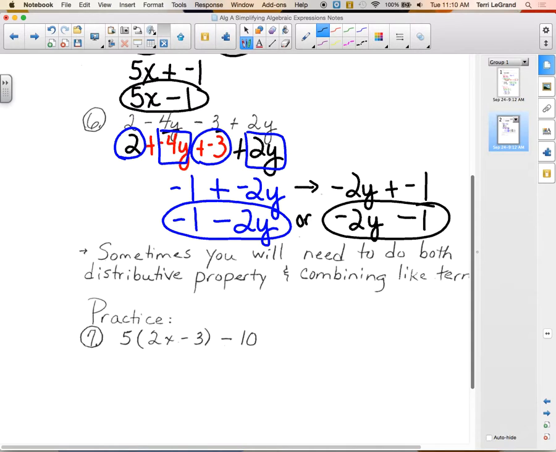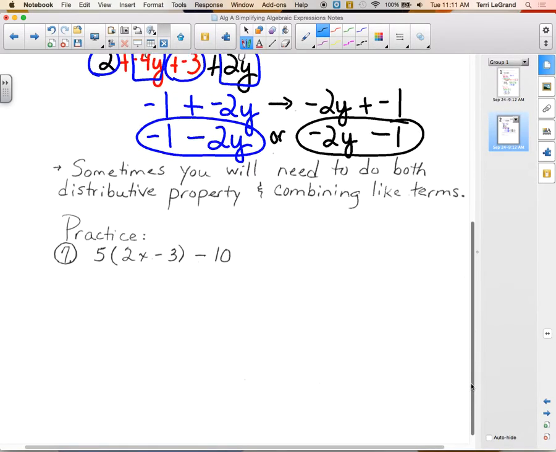Anybody have questions at this moment before we go where we have to do both of them within an expression? We have to do some distributive property and combine terms. No? Okay. And let's try that last one. I think it's just one more, isn't it?